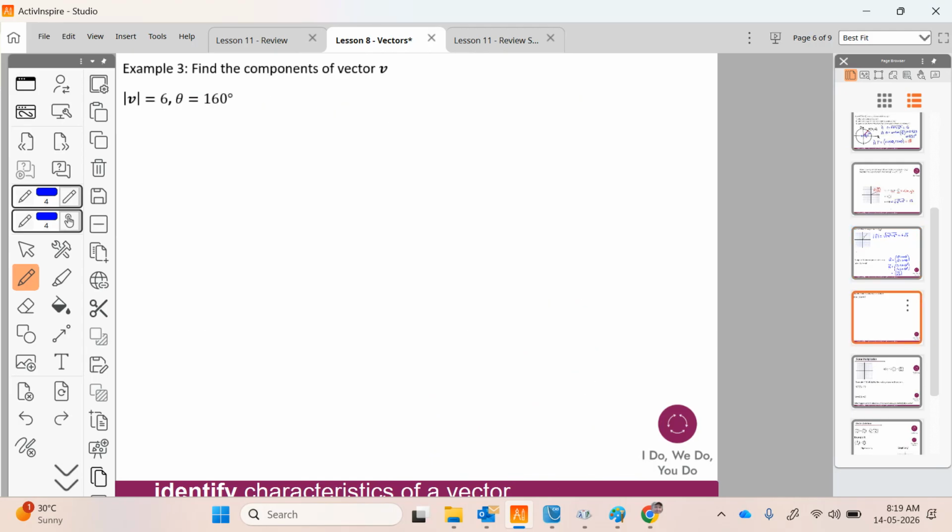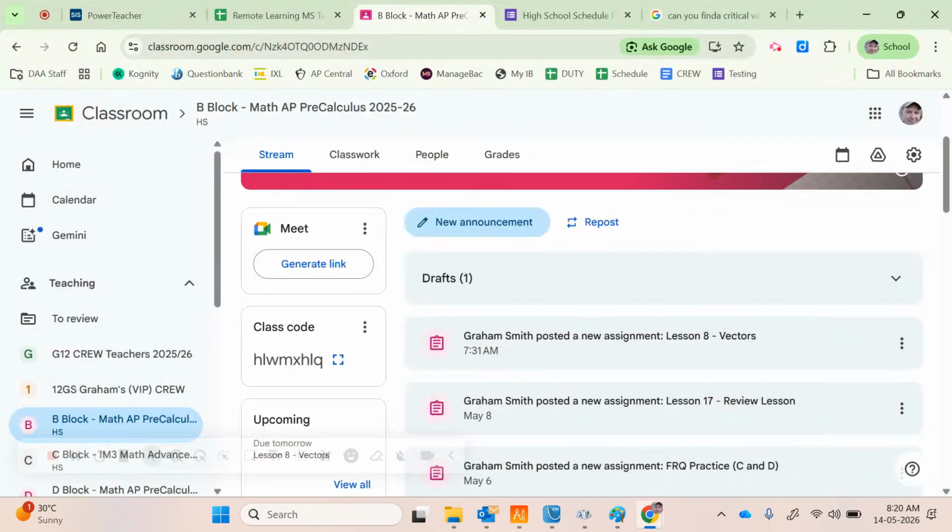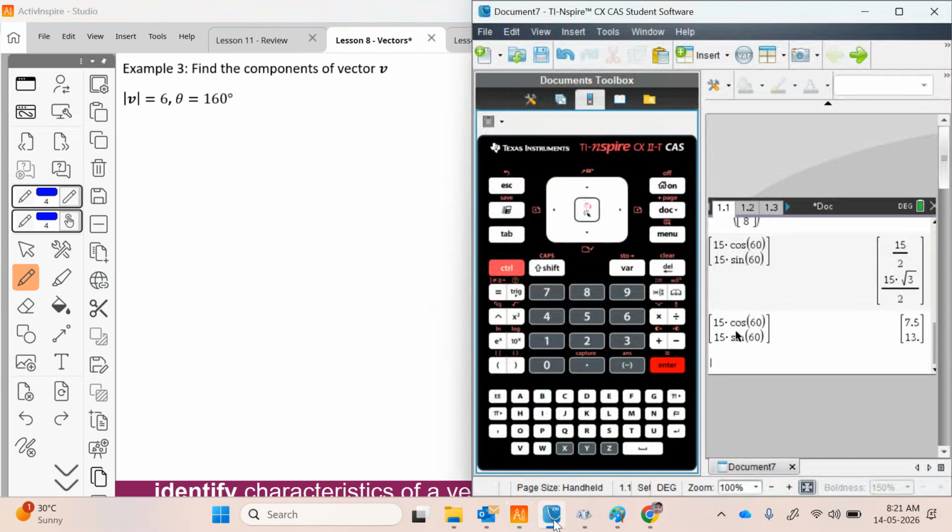Okay, have a go for yourself with this one. Find the components of the vector. Try and use your calculator for this one.